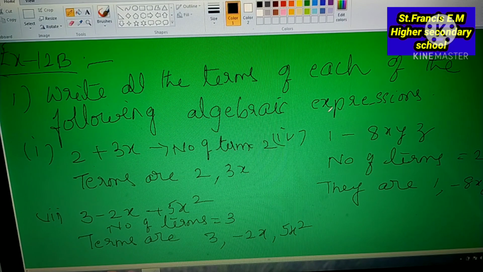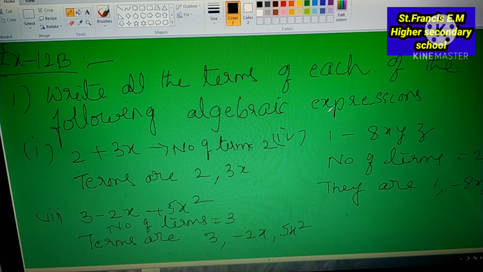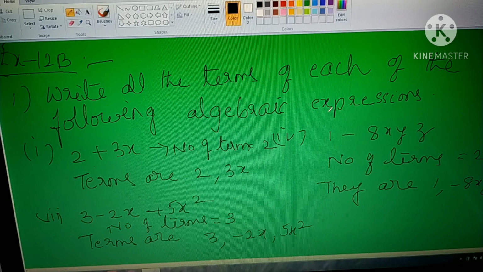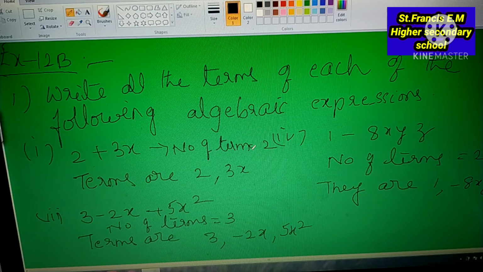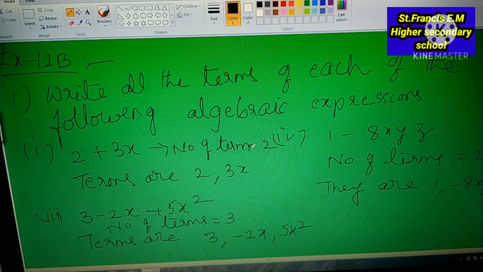See exercise problems 12b. Write all the terms of each of the following algebraic expressions. Here they have given some algebraic expressions. We have to write terms. So how many terms are there, and after that, what are they? So that we have to mention here.